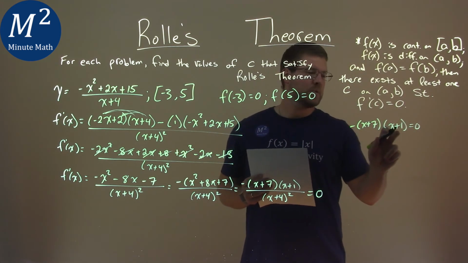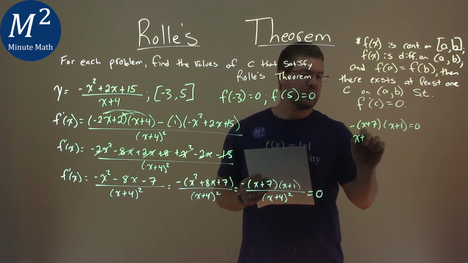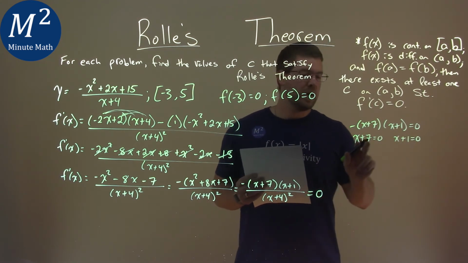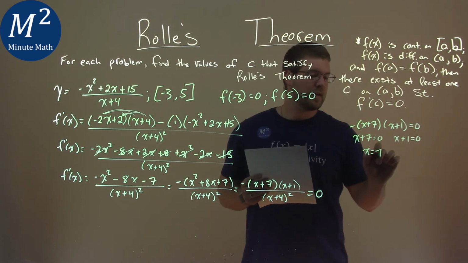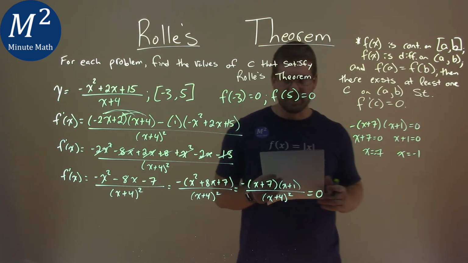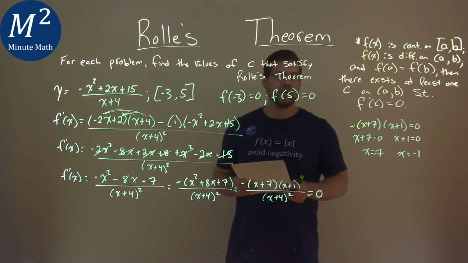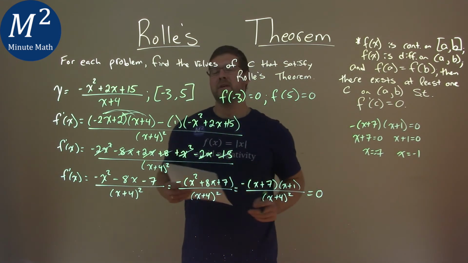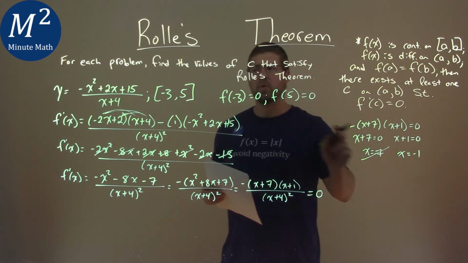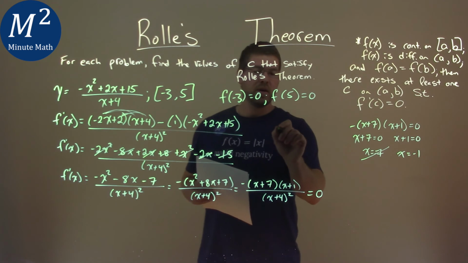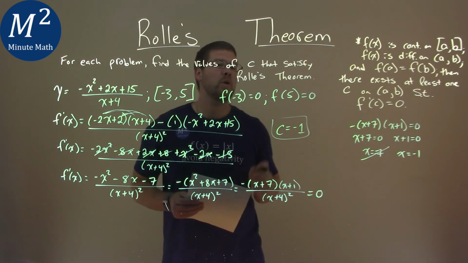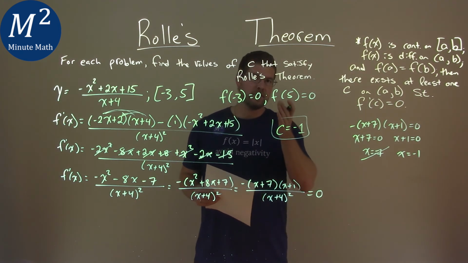So now we can set each one in parentheses equal to 0. We have x plus 7 equals 0, and x plus 1 equals 0. Subtract 7 on both sides, and x equals negative 7. The same thing with the 1 equals a negative 1. Now with that, negative 7 is not within my original interval. Cancel that out. And so negative 1 is the only value within our interval. And so our c value is equal to negative 1, and that is the only c value that satisfies Rolle's theorem.